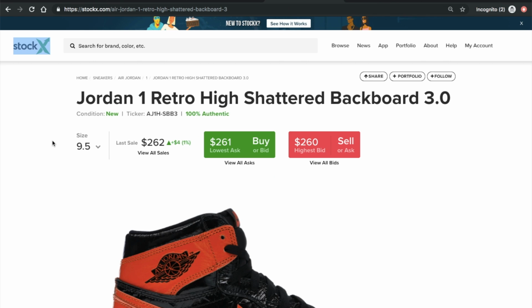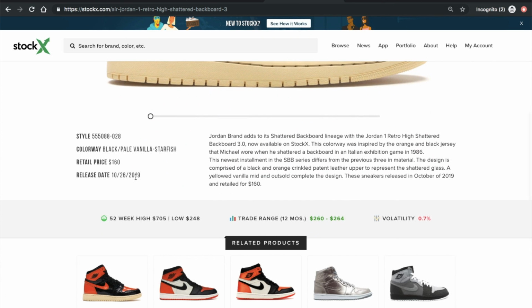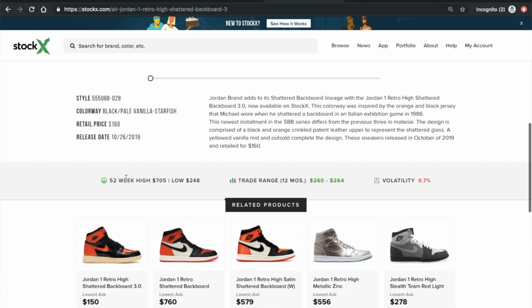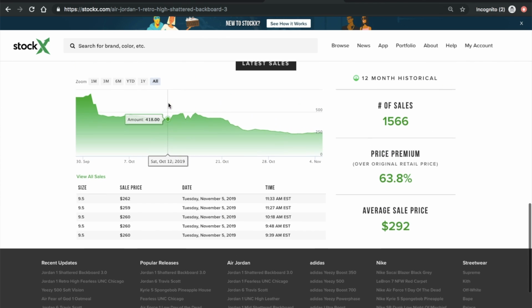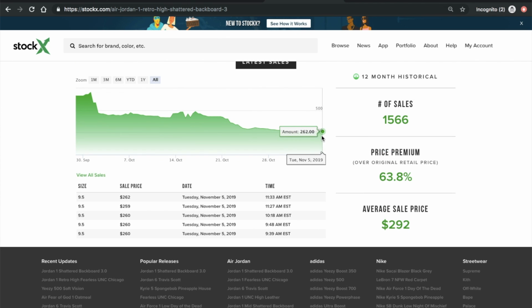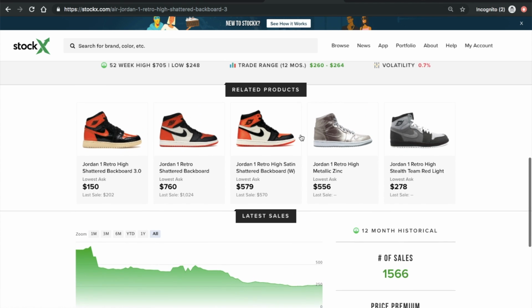Okay, the next shoe I've been targeting is the Shattered Backboard 3.0 that released a few weeks ago, right before Halloween. So this shoe has only been on the market now for about a week and a half. And its prices have come down to a point where I feel comfortable buying. As you can see here, when the shoe first released, it was still going for almost $300. Now it's dropped somewhere near the range of $250. And so I do feel comfortable entering the market somewhere around here, depending on the size, okay?